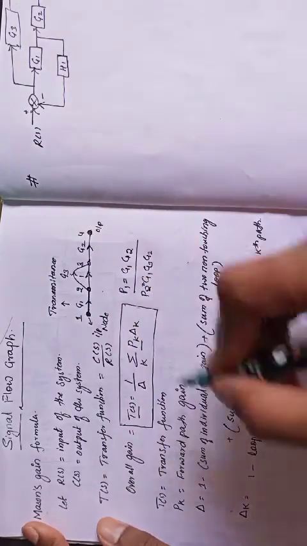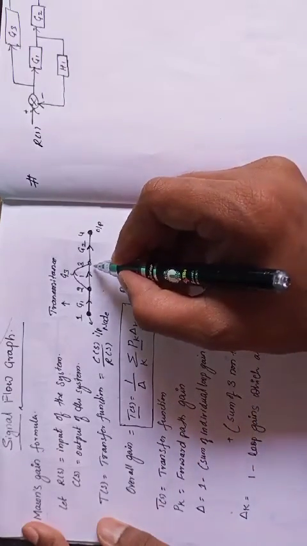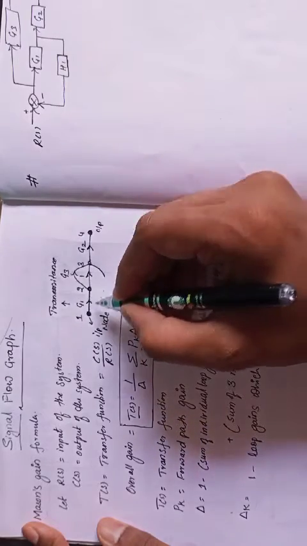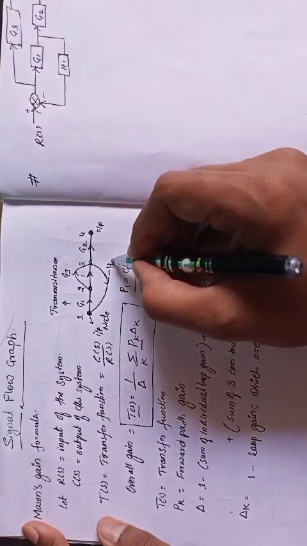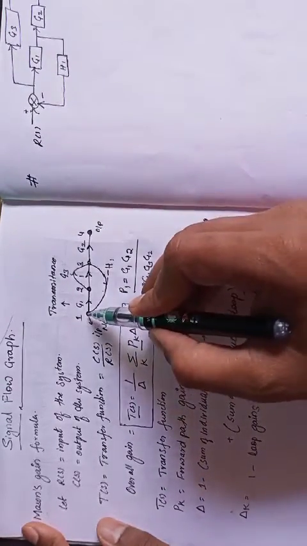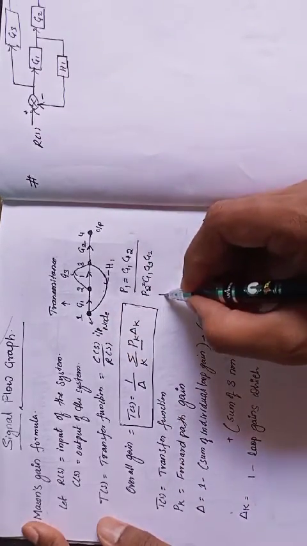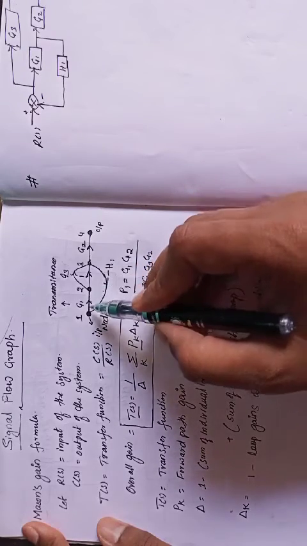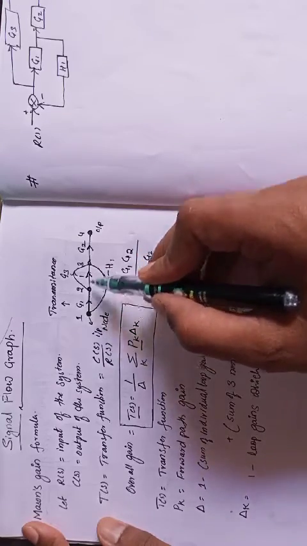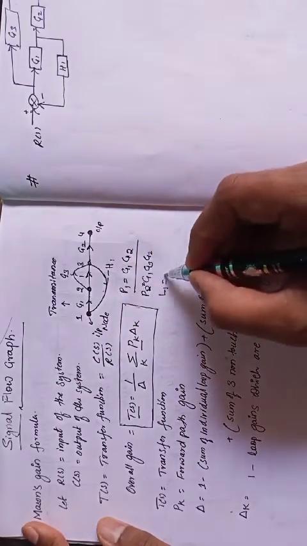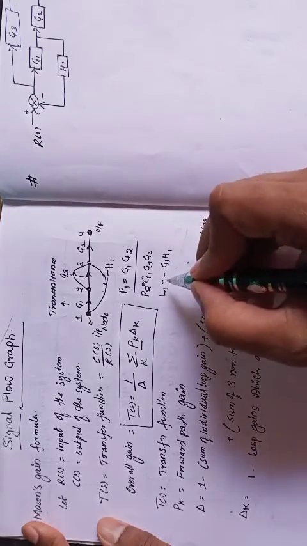Now what do individual loops mean? If I have a loop like this with gain minus H1, we call this a loop. I am representing only one loop here as an example. If its gain is G1 and minus H1, the loop gain is minus G1 into H1. Like this we represent the gain of a loop.